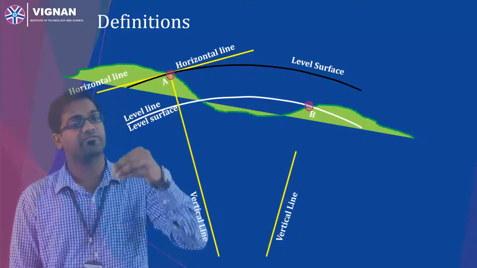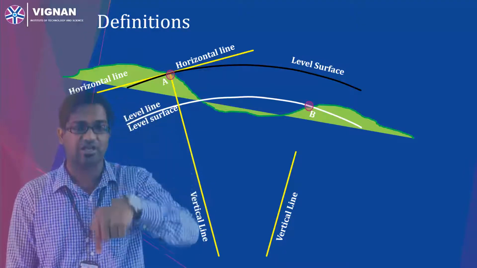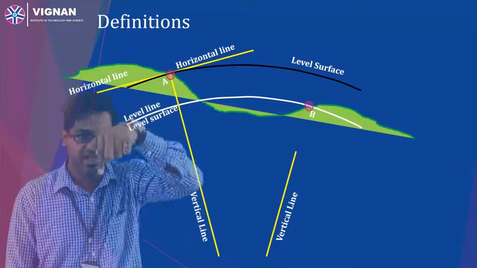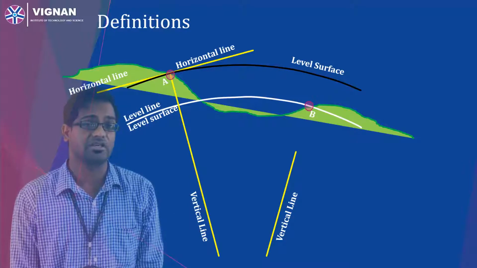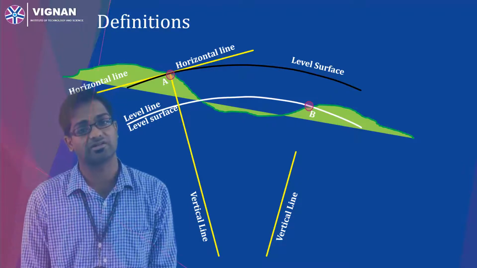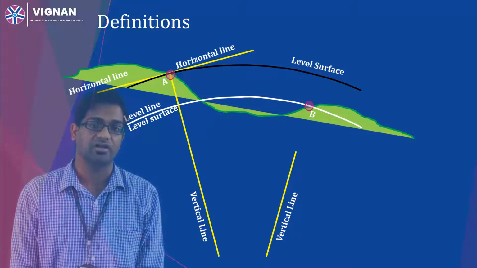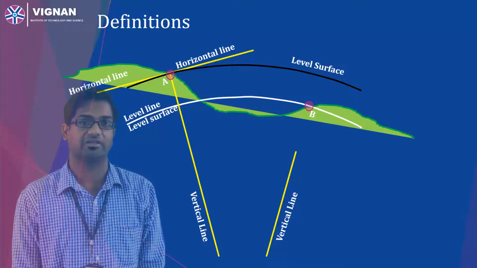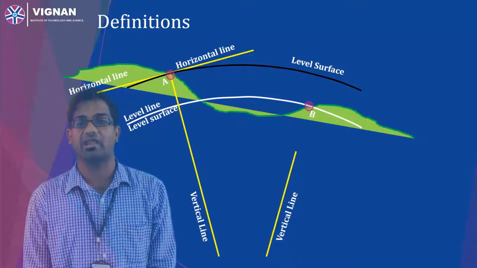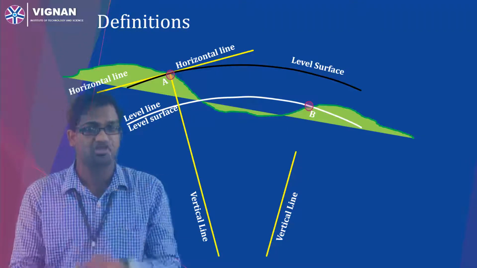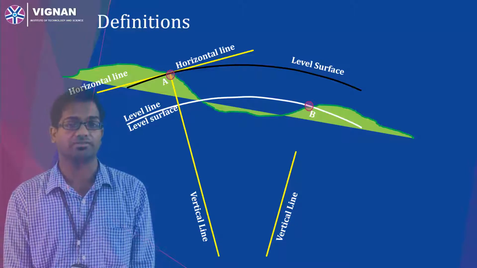If you suspend a plumb bob, which always acts vertically downwards, then this line is called a vertical line, which always passes through the center of the earth. A line passing through the center of the earth is called a vertical line. Although for these two points A and B the angle is changed, the line always passes through the center of the earth.